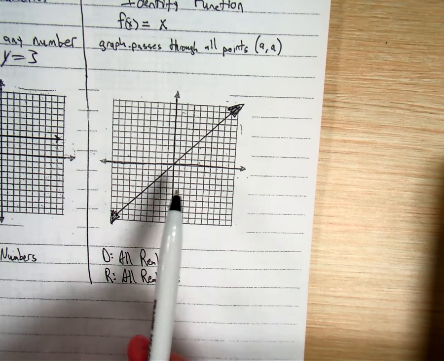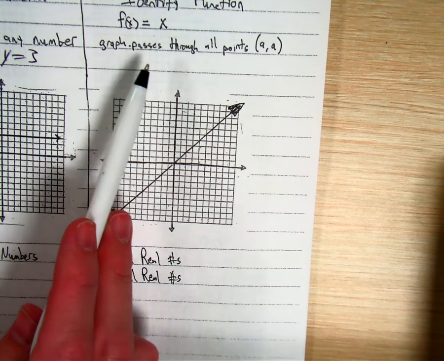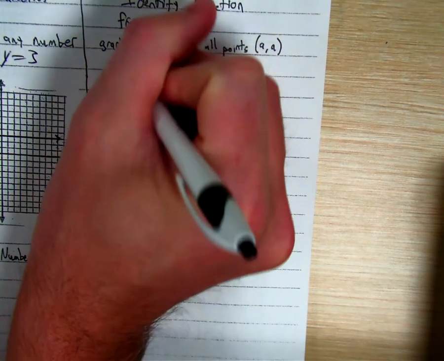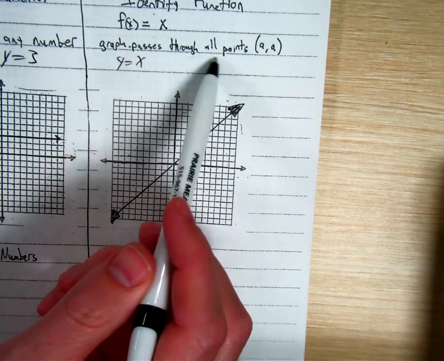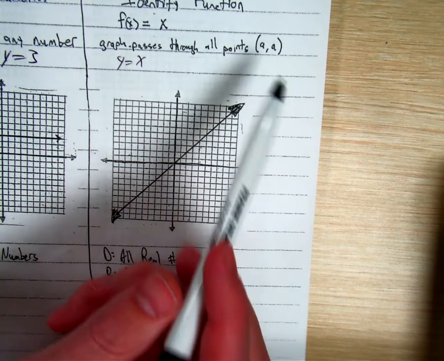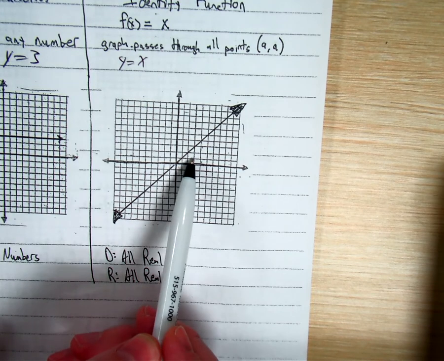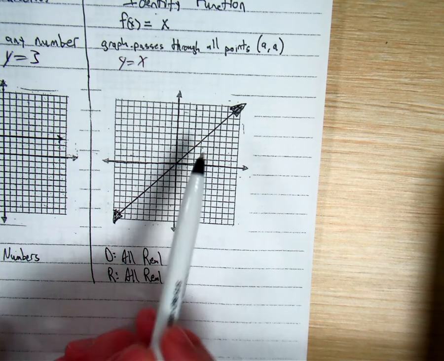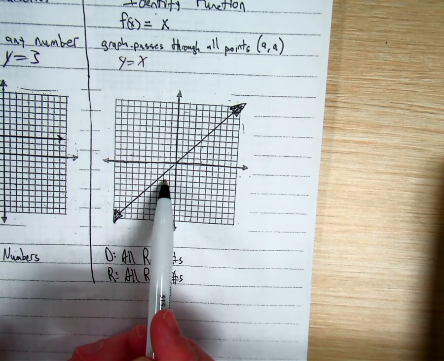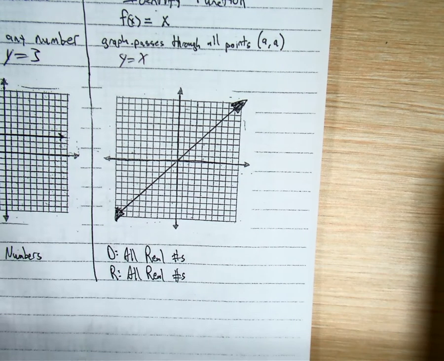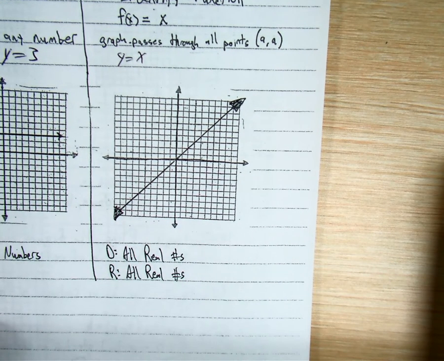Okay, the identity function, f of x equals x, or y equals x, is called the identity function because it passes through all the points a, comma a. Alright, 0, comma 0, 1, comma 1, 2, comma 2, 3, comma 3, negative 1, negative 1, negative 2, negative 2, negative 3, negative 3. Okay, all the points that it passes through, they all have the same number.